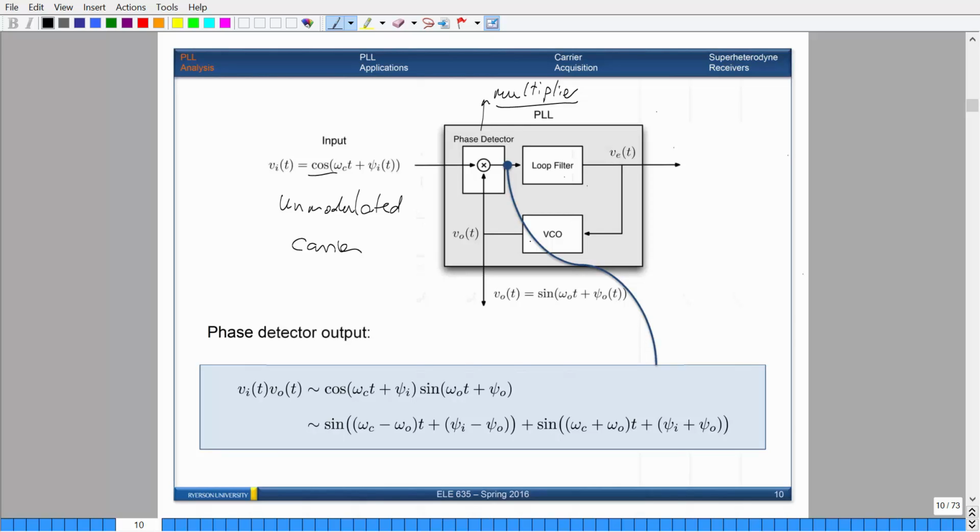And remember, the output of this voltage controlled oscillator has a 90-degree phase shift. I'll talk about why you need to do this later, but just take my word for it for now that the output has to have a 90-degree phase shift compared to the input. So when you multiply these two things together, I haven't explained these terms yet. We have phi of I and phi of O.